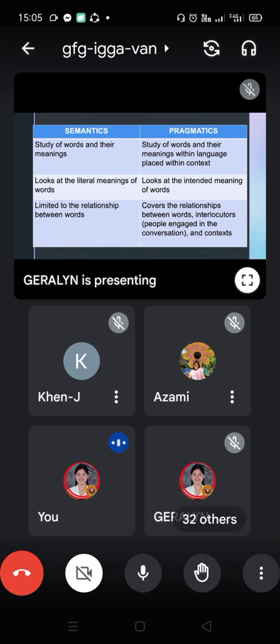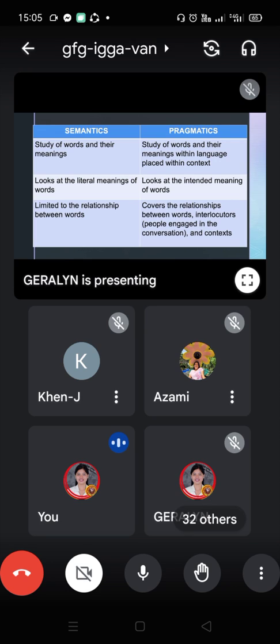Semantics studies words and their meanings, whereas pragmatics studies words and their meanings within language placed within a context. Semantics looks at the literal meanings of words, whereas pragmatics looks at the intended meaning of words. Unsa joy gusto ipasabot. Ang semantics is unsay literal nga pasabot sa sentence. Ang pragmatics unsay gusto ipasabot sa speaker or sa writer.